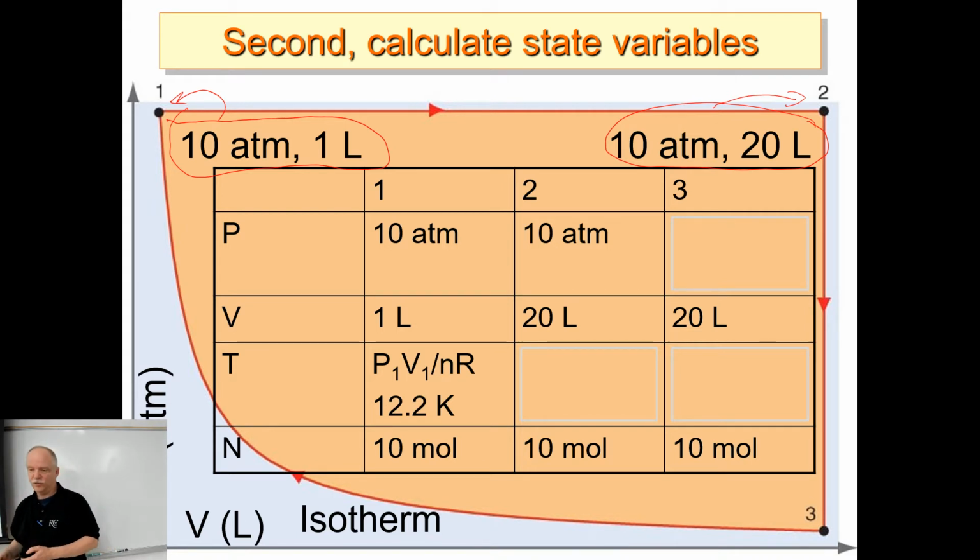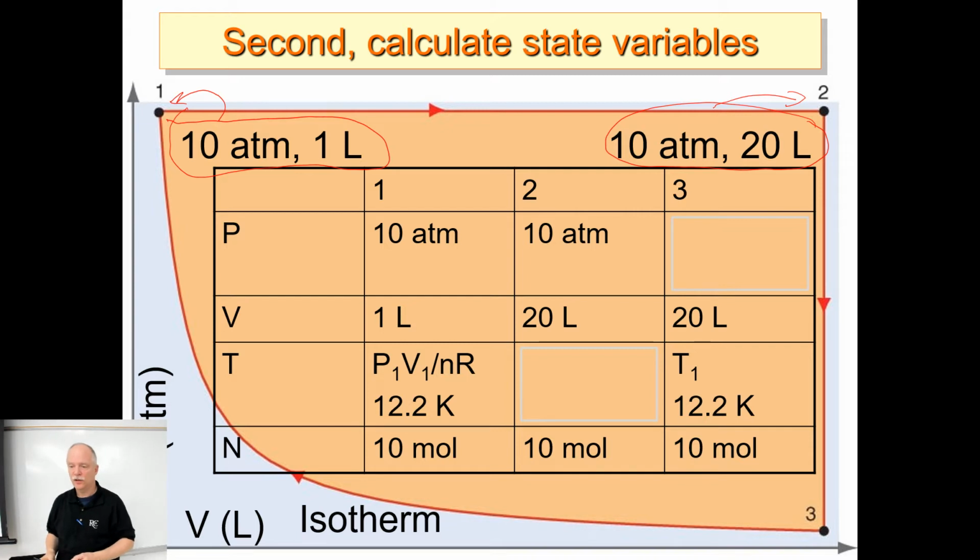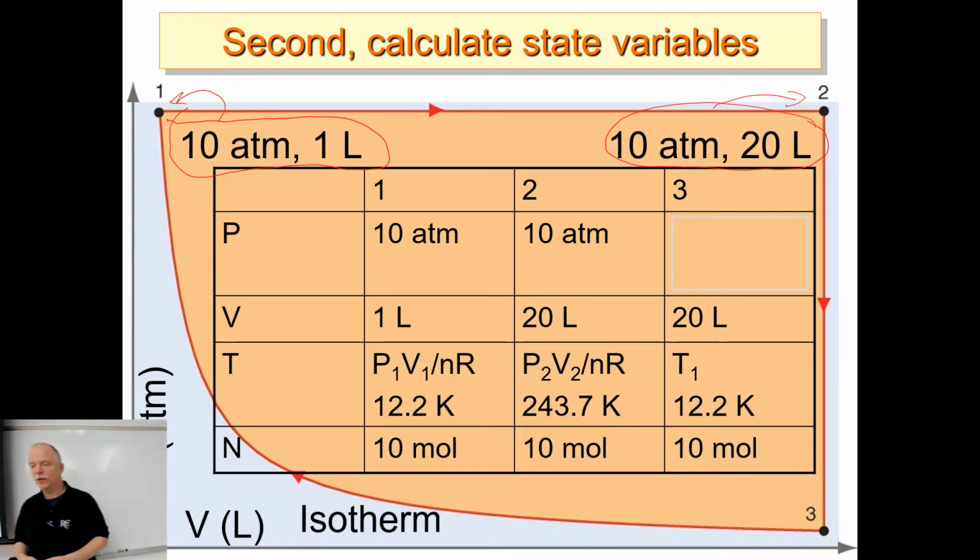So your third one comes from that isotherm. And so now for spot number 2 or spot number 3, we have 3 of the 4 variables. We have one equation, one unknown, so it's pretty easy to solve. So we can put in pressure 2, volume 2, divide by nR, and we end up with 243.7 Kelvin. That's the temperature at point number 2.